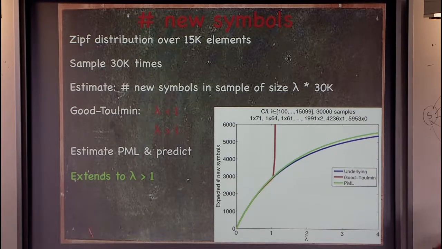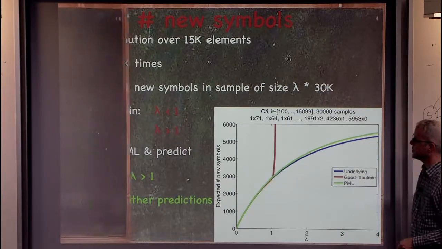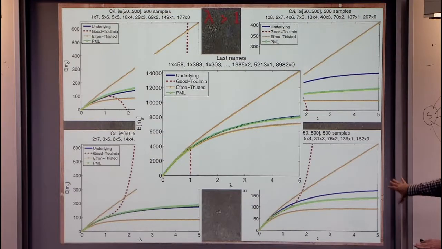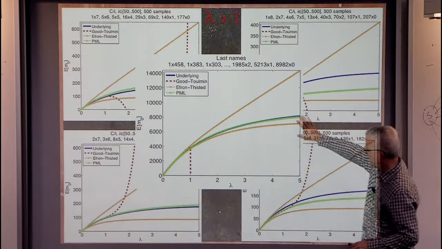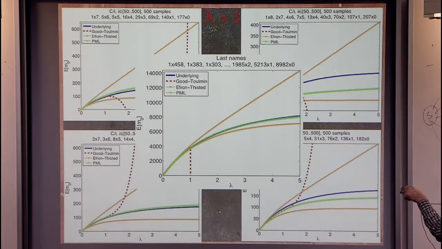So it extends to estimating properties beyond one. And then you can apply it to other predictions, not just the number of new elements and so on. This is one sample, and this is 5 samples. You can see in many of them, it behaves fairly well. Not always, like here, for example. It's still better than the bounds that they would get.